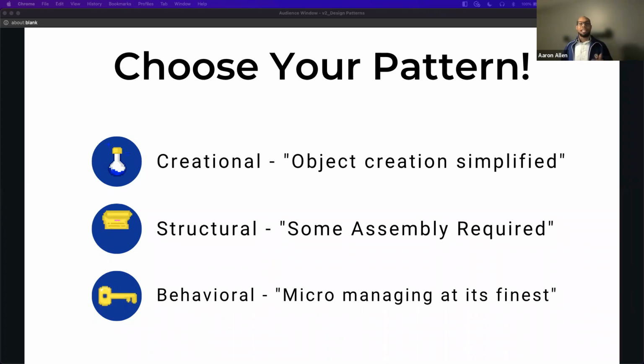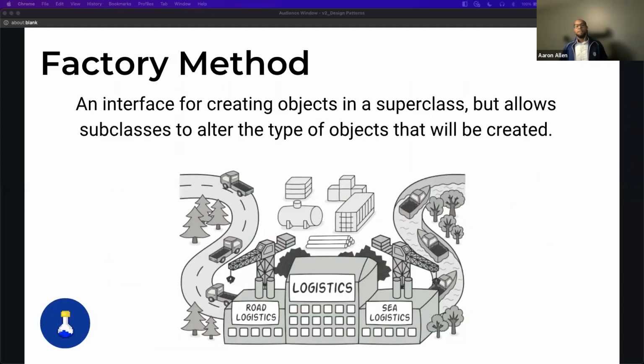To better understand each category, let's look at some examples. First off here, we have the factory method. Factory method is a creational design pattern that provides an interface for creating objects in a superclass, but allows subclasses to alter the type of objects that will be created. The factory method allows us to utilize a superclass and also lets us customize the new returned object.